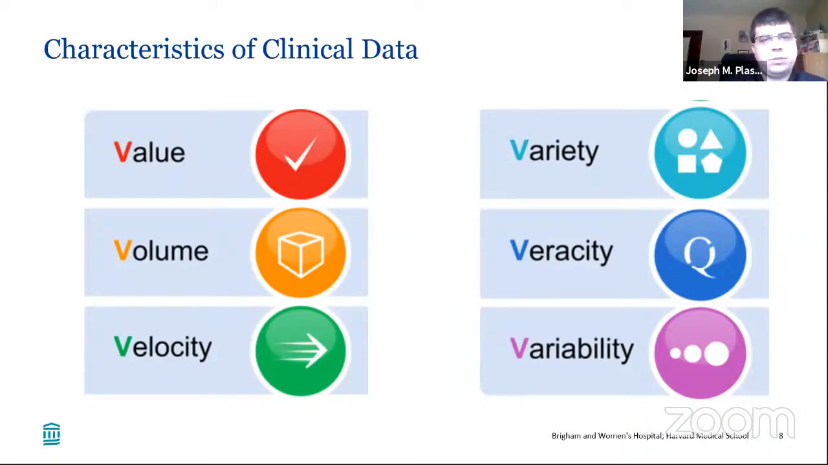Veracity refers to the trustworthiness or quality of data. How much do you trust the data coming from uncontrolled environments? For example, patient data, patient-created data. Clinical data has variability due to seasonal health effects and disease evolution and the non-deterministic nature of health.